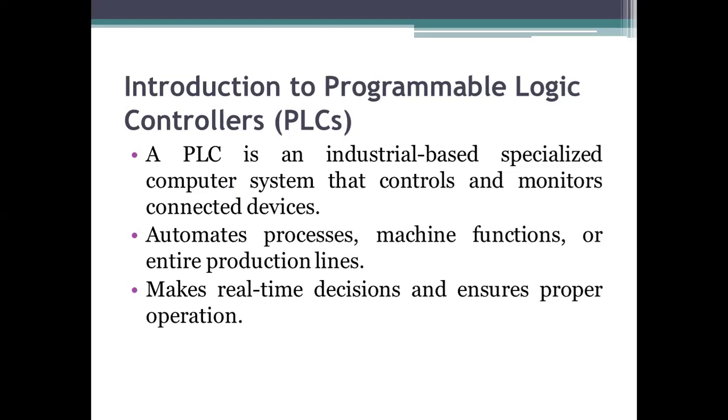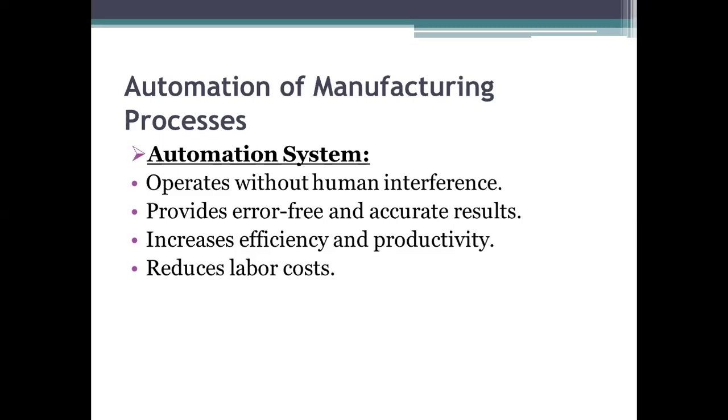They are also essential in industrial automation, providing error free, accurate results and increasing efficiency and productivity, which ultimately reduces the labor cost. Furthermore, automation of manufacturing processes and automation system. PLCs operate without human interference, ensuring error-free and accurate results. They also increase the efficiency and productivity of the processes, reducing the labor cost. It also offers real-time adjustments and is essential for running a manufacturing plant.